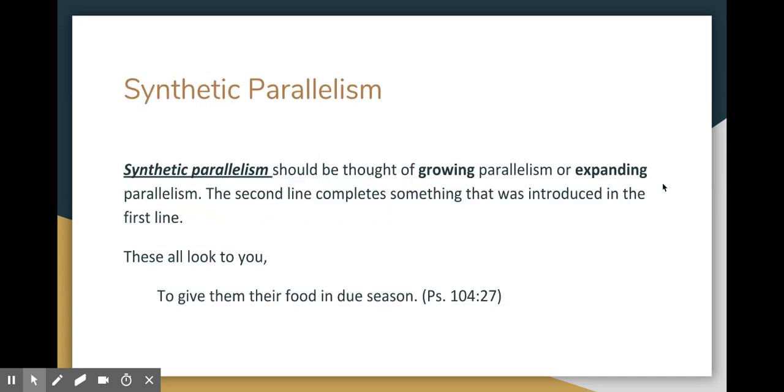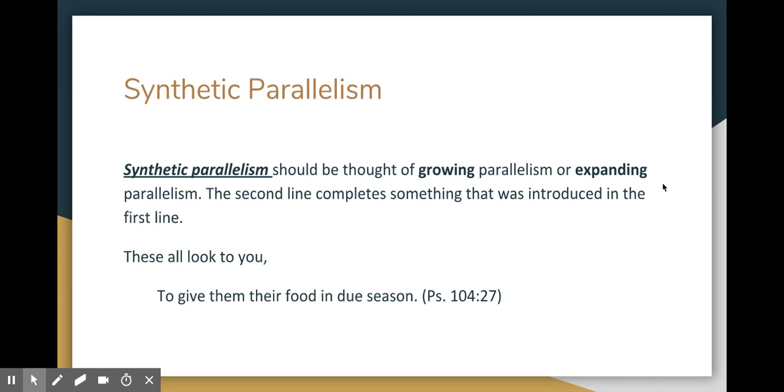Let's take a look at the third, synthetic parallelism. Synthetic parallelism should be thought of as growing parallelism or expanding parallelism. The second line completes something that was introduced in the first line. These all look to you to give them their food in due season. So this is sort of just continuing on what's introduced in the first line. There may even be a sort of cliffhanger from the first line. It wouldn't make any sense without it.